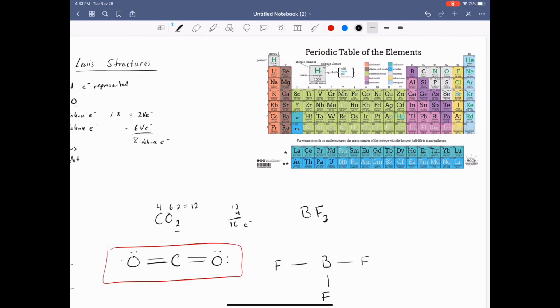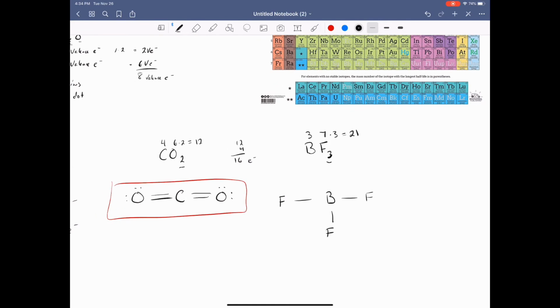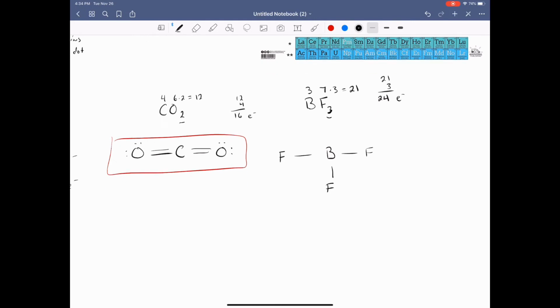Boron is going to have 3 valence electrons, and fluorine is going to have 7 valence electrons. Because of the subscript of 3, we will multiply this by 3, and we will get 21 for fluorine. So 21 and 3 is 24 electrons total.